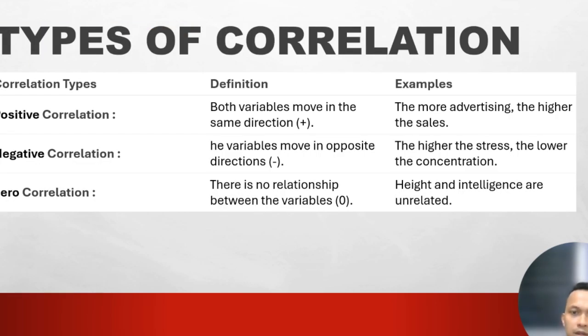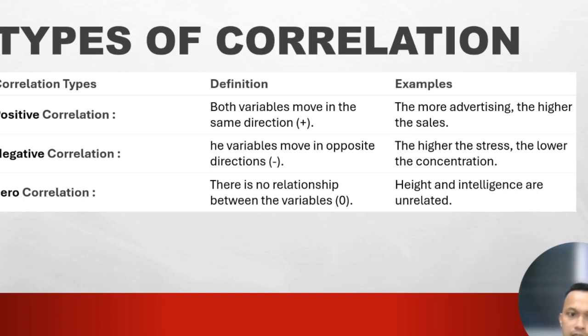And here we have to know the types of correlation. There are three: positive correlation, negative correlation, and zero correlation. Positive correlation, both variables move in the same direction or plus. For example, the more advertising, the higher the sales. And the next, negative correlation, the variables move in opposite directions or in the minus direction. The higher the stress, the lower the concentration.